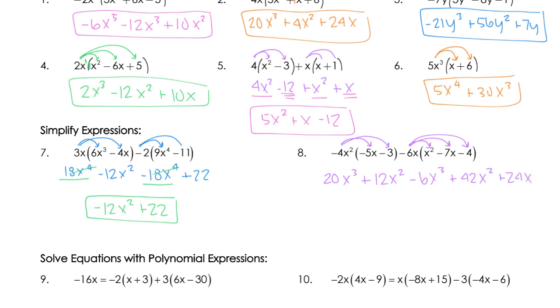Now we have to combine like terms. The highest degree I see is 3, so I'm going to go ahead and combine those together. That would give me 14x to the third. Then the next highest degree I see are 2's. So 12 and 42 gives me 54x to the second. And then we have this last plus 24x. That would be our final answer.